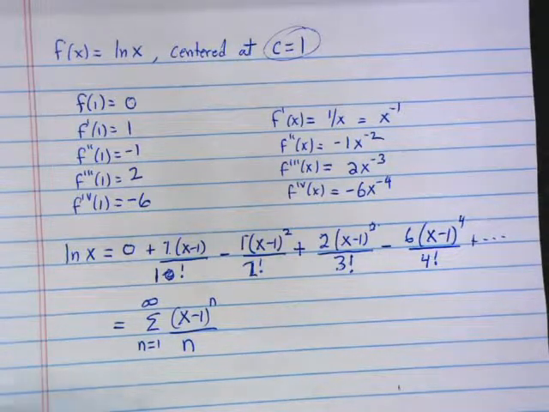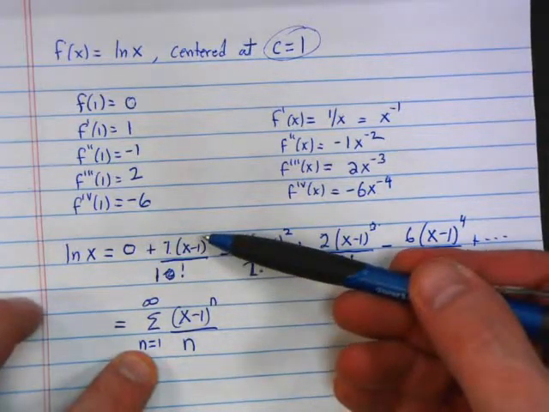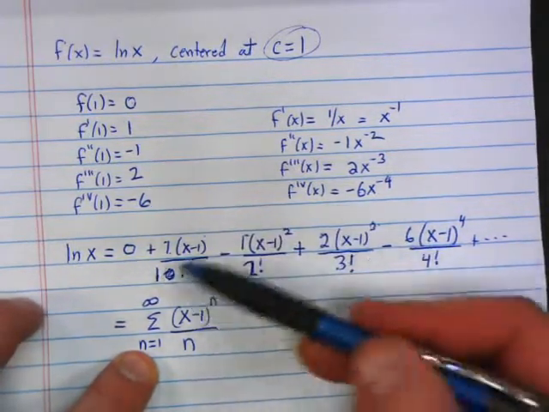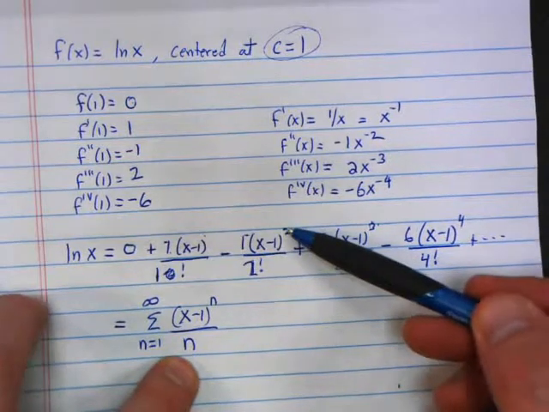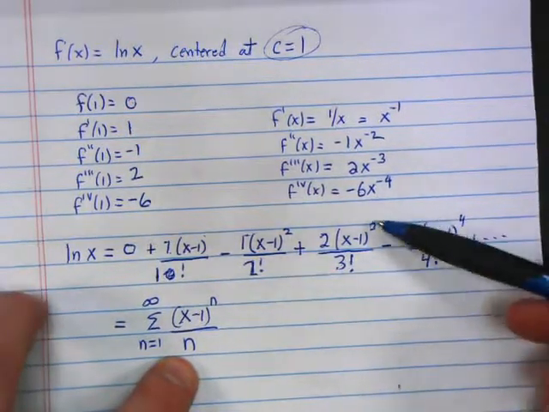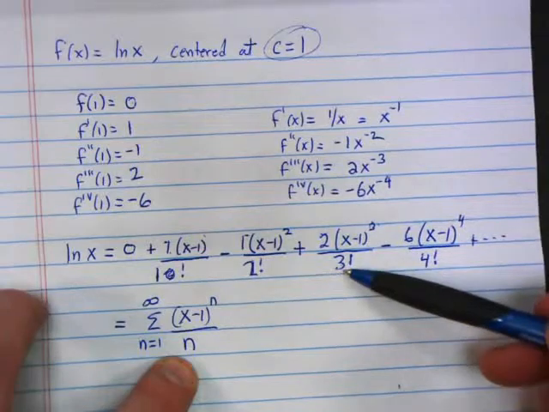Right? Because when I plug in 1, I get x minus 1 to the power 1 divided by the number 1. When I plug in 2, I get x minus 1 squared and a 2 on bottom. When I plug in 3, I get power 3, a 3 on bottom.